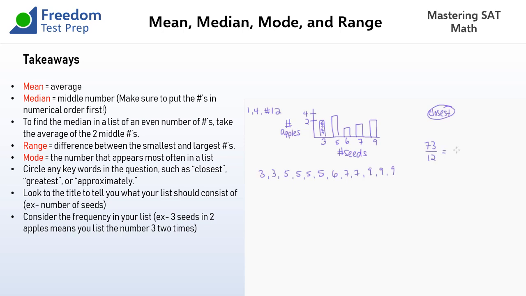73 divided by 12 is 6, plus a little extra. I don't happen to have my calculator with me, but I know that 12 times 6 is 72. So there's just going to be a remainder of 1. So it's just going to be over 6, barely. So the closest number, the closest to the average number of seeds, is going to be 6.